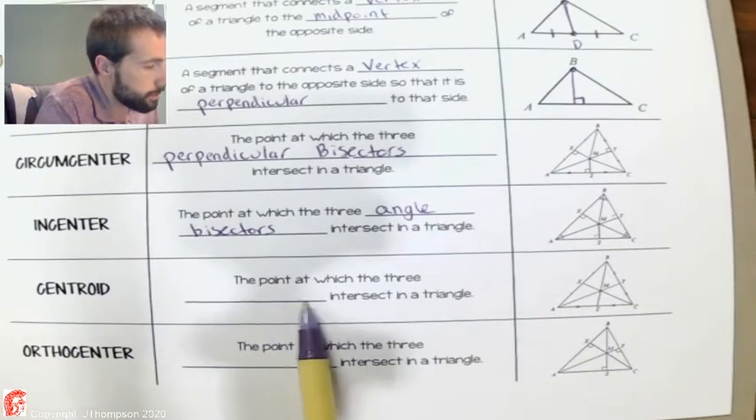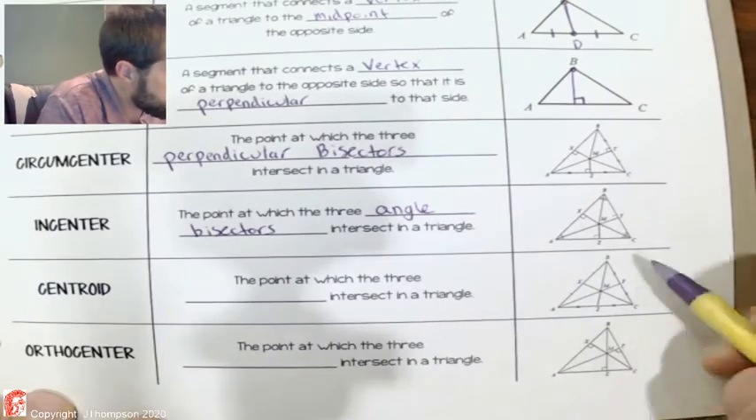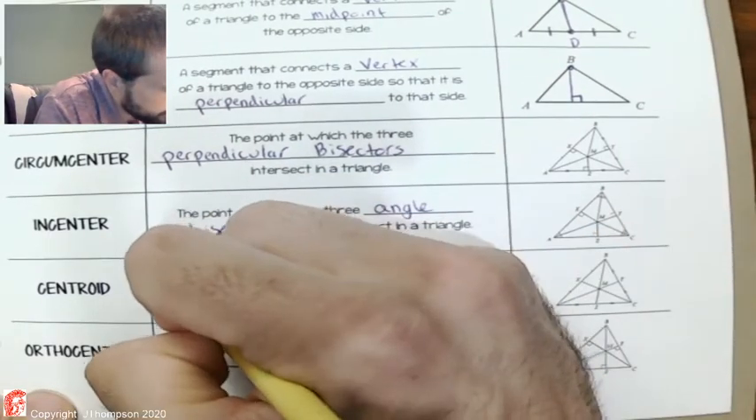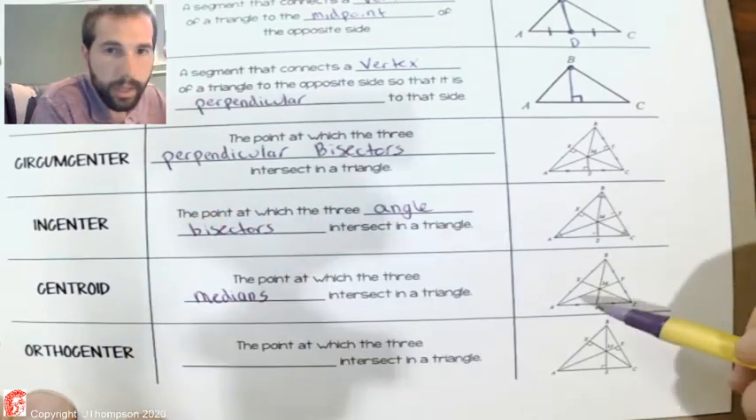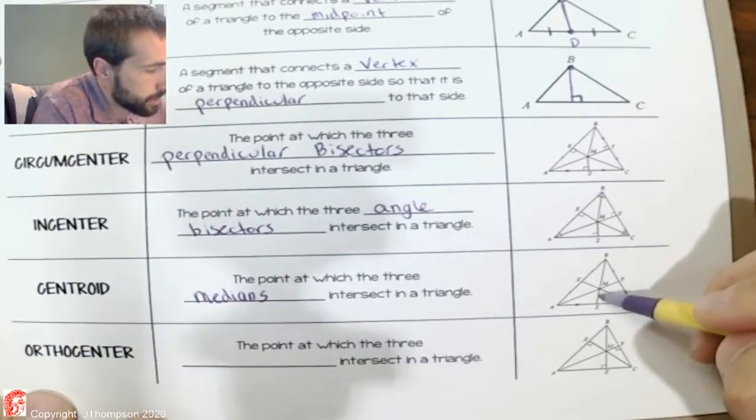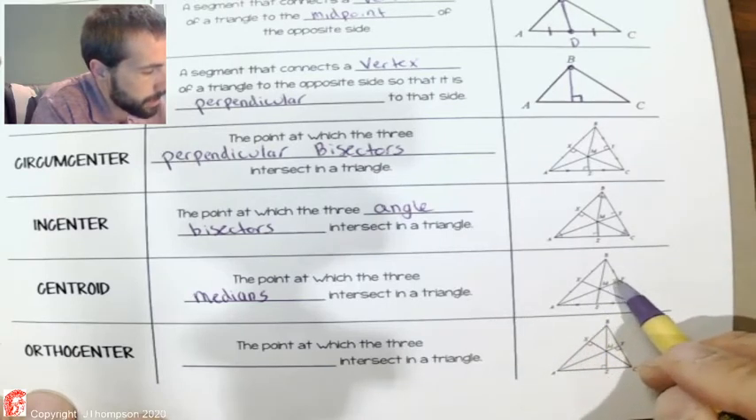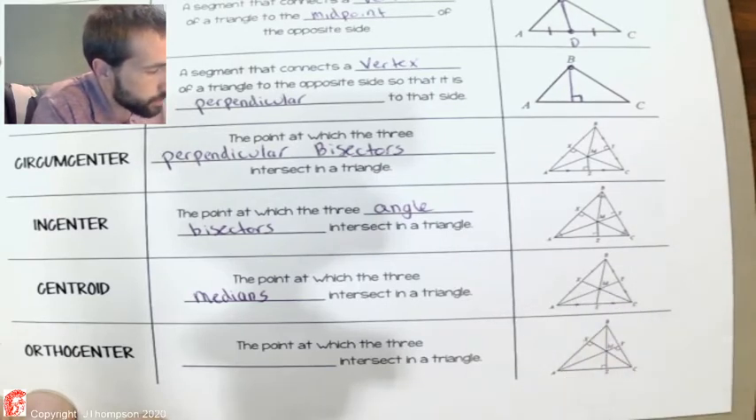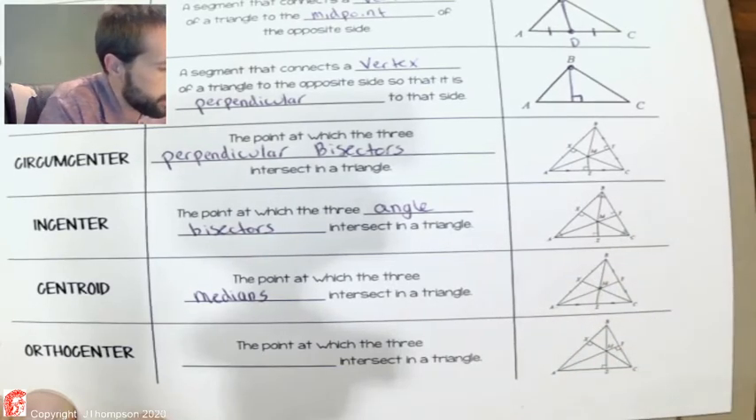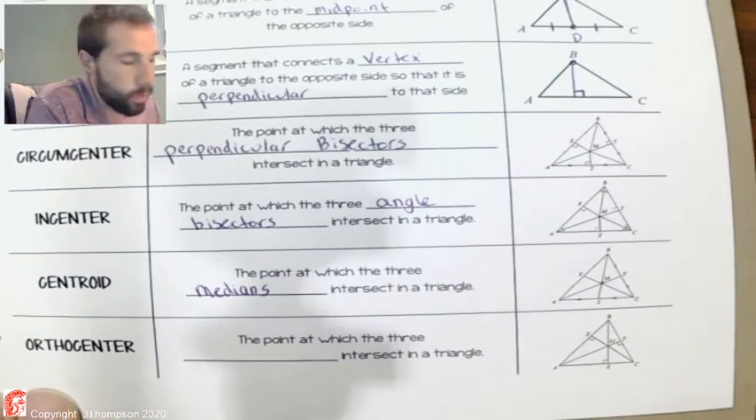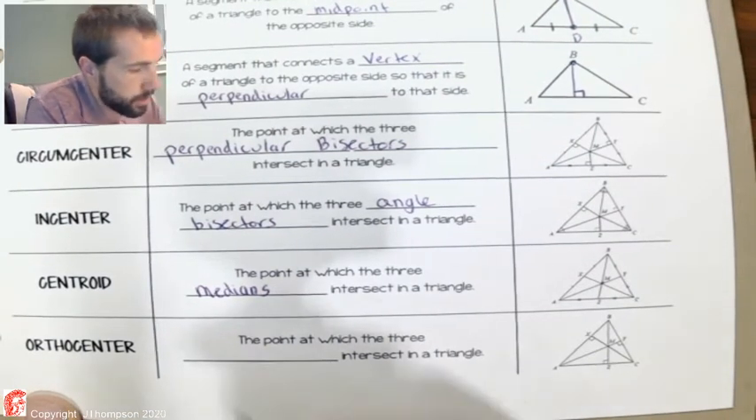Okay, the centroid. The centroid is the point at which the three medians intersect. So BZ is a median because it goes from a vertex to a midpoint. AY goes from a vertex to a midpoint, so that's a median. And then CX goes from a vertex to a midpoint. They all intersect at M, so M is called your centroid. All right, and then your last one, the orthocenter, that's the point in which the three altitudes intersect.